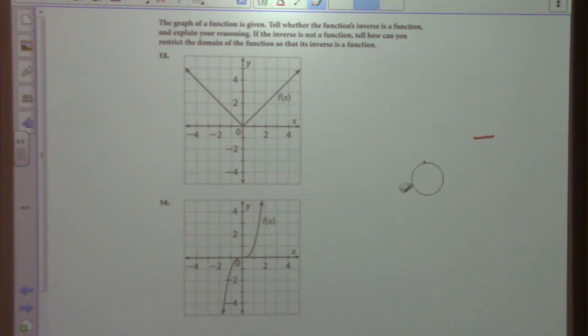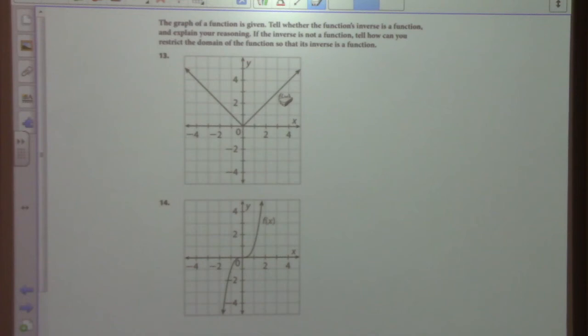So what we're being asked is, is the inverse of this absolute value graph function a function? Why not? Ben is shaking his head left and right. Why not?